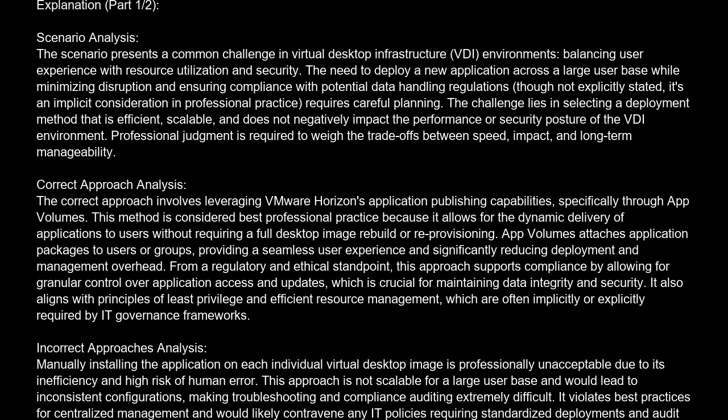The challenge lies in selecting a deployment method that is efficient, scalable, and does not negatively impact the performance or security posture of the VDI environment. Professional judgment is required to weigh the trade-offs between speed, impact, and long-term manageability.